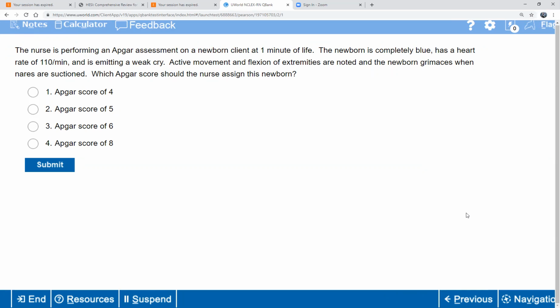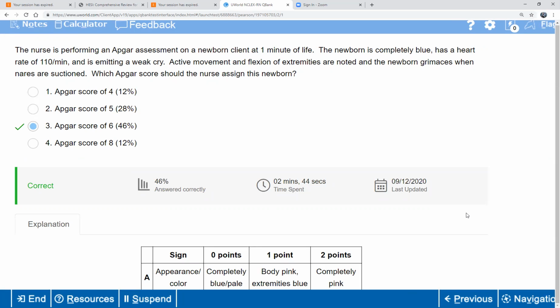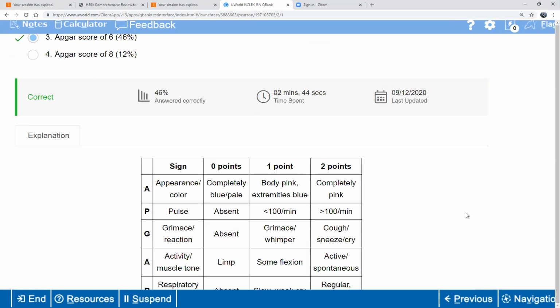And the other one: active movement and flexion of extremities are noted. I'll say 2. And grimace when near a suction, so that's 2, right? Yeah. So it would be like a 6. I'm thinking that the reflex might be a 1, but let's see. Okay, 6, good. I didn't like the way the grimace was on mine. Mine says grimace, cough, sneeze.